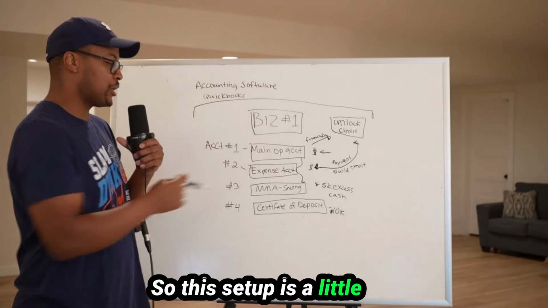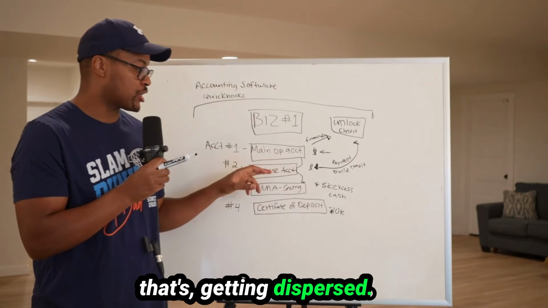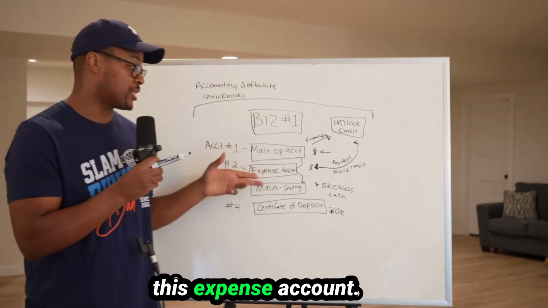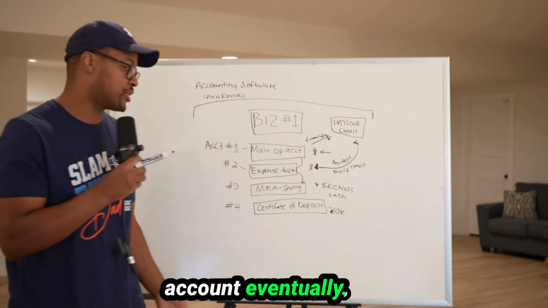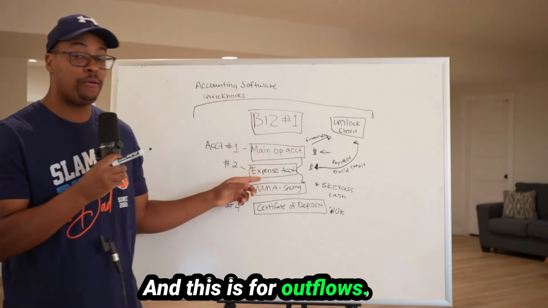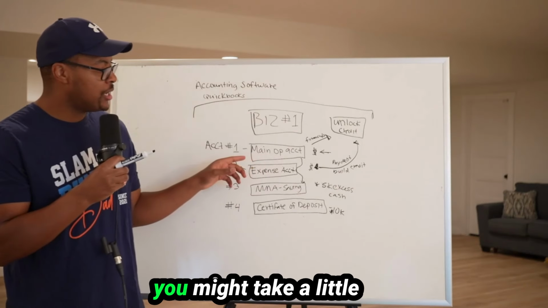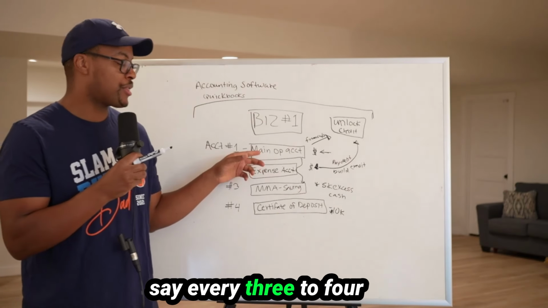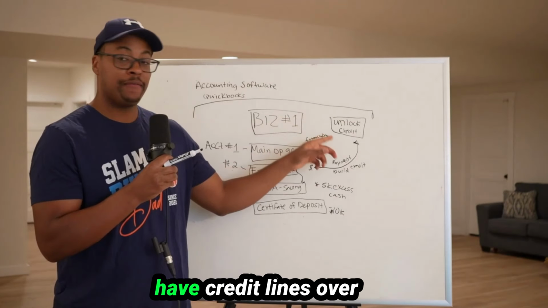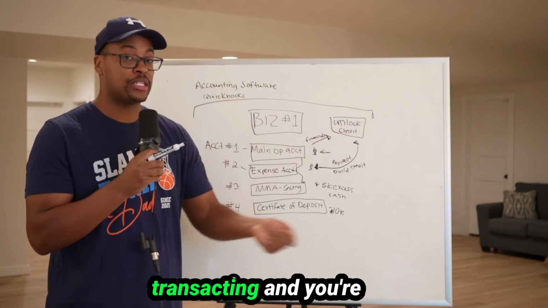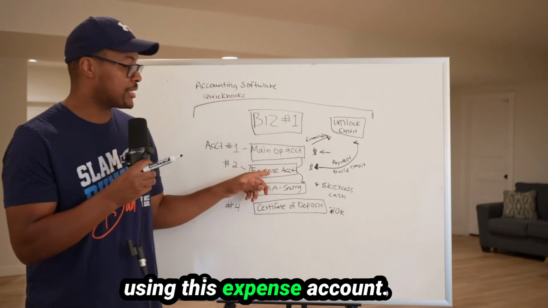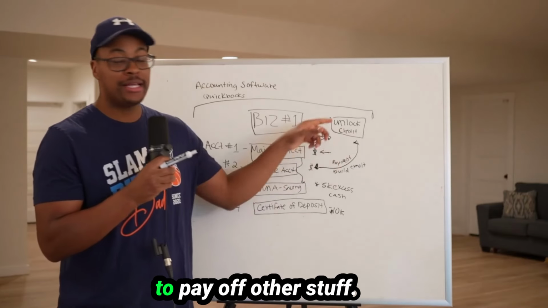So this setup is a little bit better where anything that's getting dispersed as far as a loan, you want that going into this second account, this expense account, because that money is going to be leaving your account eventually. And then your main operating account, I would say just use that for inflows, right? And this is for outflows, all right? And then occasionally you might take a little bit of money, I would say every 3 to 4 months, and move it into your expense account. But remember, you also have credit lines over here where you're actually transacting and you're just paying off that debt, this credit that you got, using this expense account. So money is always going to be leaving out of here to pay off other stuff.